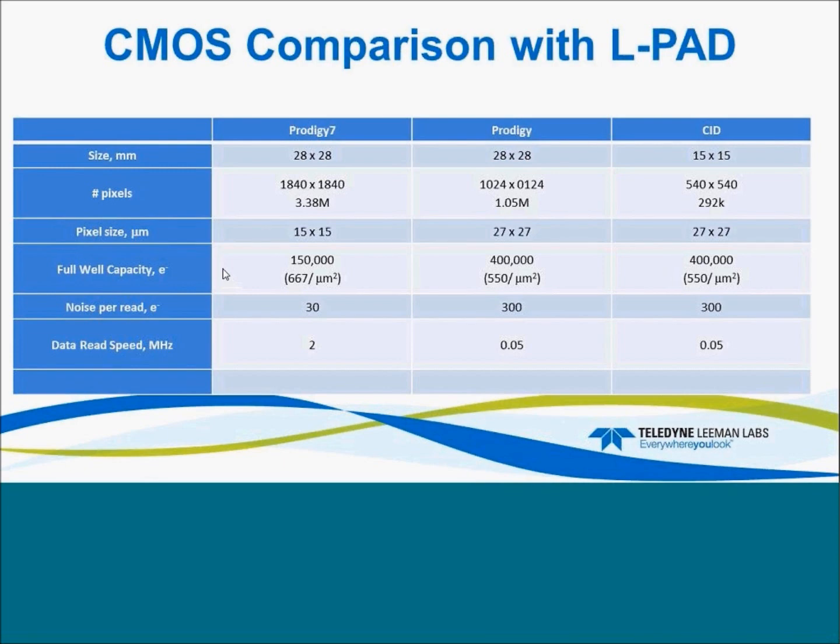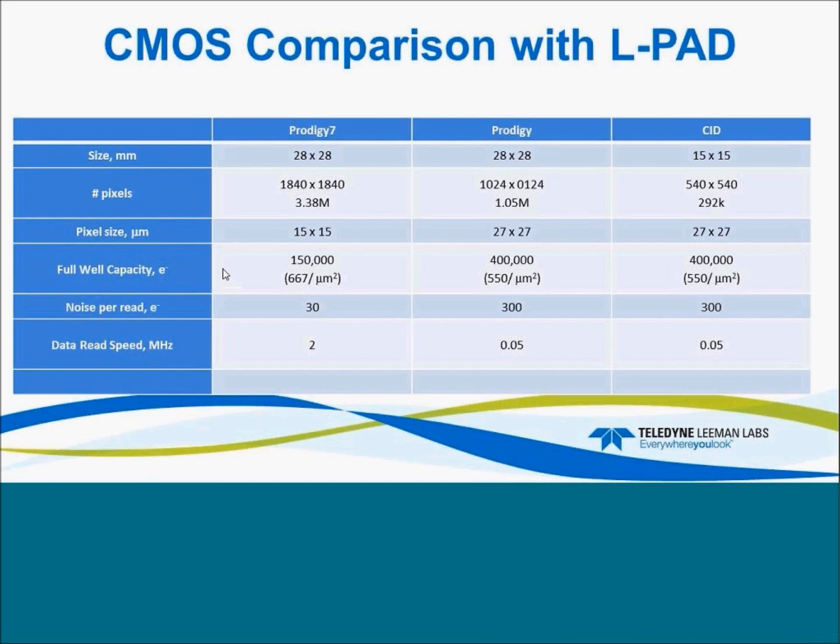A big difference between the CMOS and the CID is the read noise. The read noise on the Prodigy or on the CID is 300 electrons per read without any non-destructive reads. And we'll look at some data in a bit. The Prodigy7 with the CMOS detector, for a single read, is 30 electrons read noise. So it's a factor of 10 better right off the bat. But because we do a lot more non-destructive reads, we'll see that the overall read noise is much better.